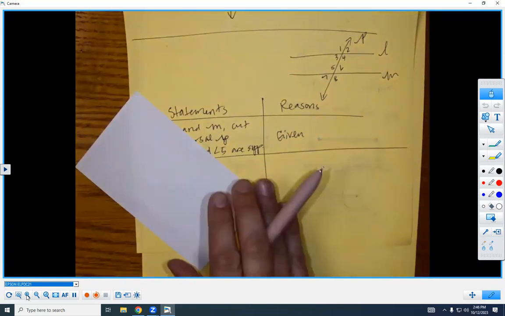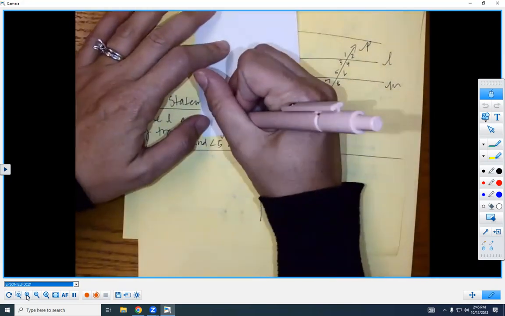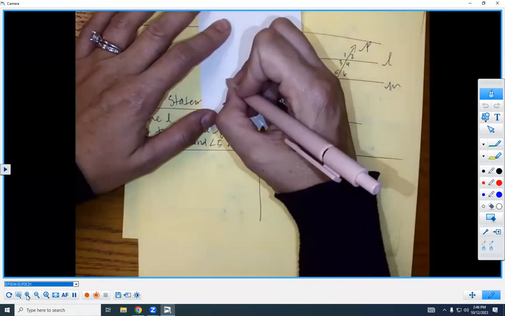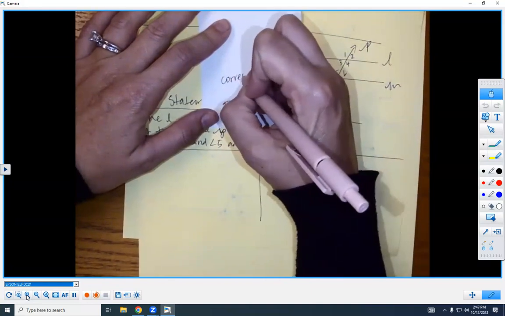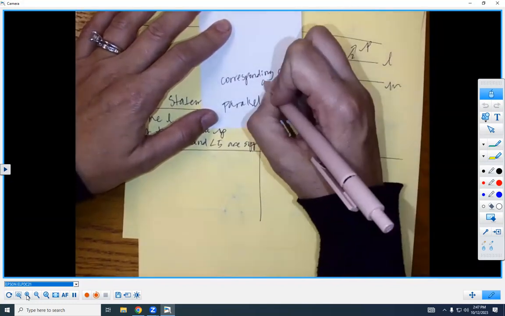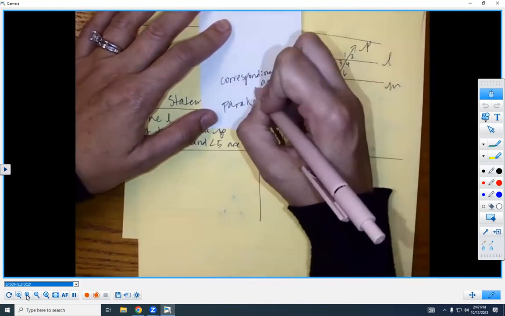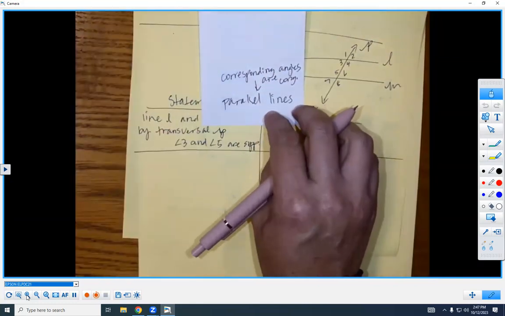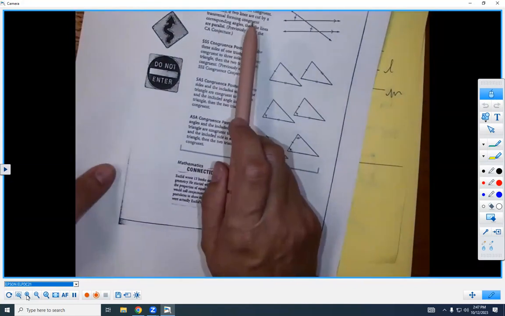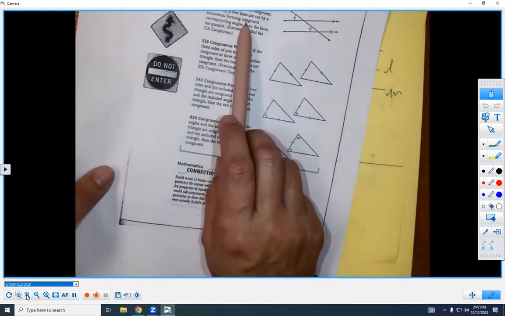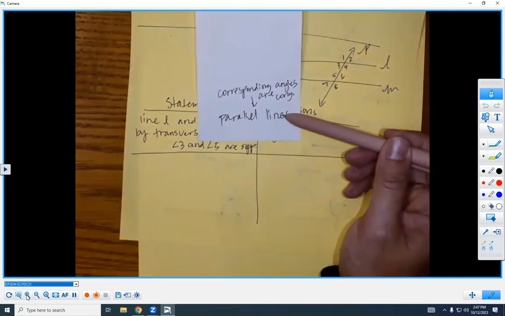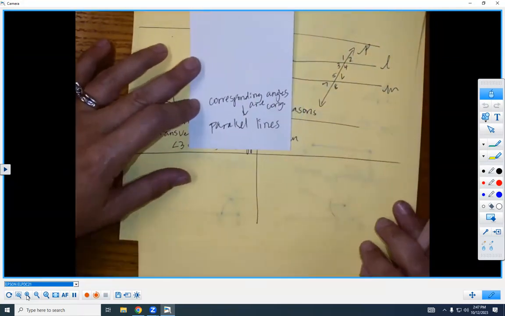Okay, so the idea is I'm trying to show parallel lines, right? The way I can show parallel lines is by showing corresponding angles are congruent. Does that make sense? Yes. Because that's what this says. If 2 lines are cut by a transversal forming congruent corresponding angles, then the lines are parallel. So I can say they're parallel if I can show corresponding angles are congruent.